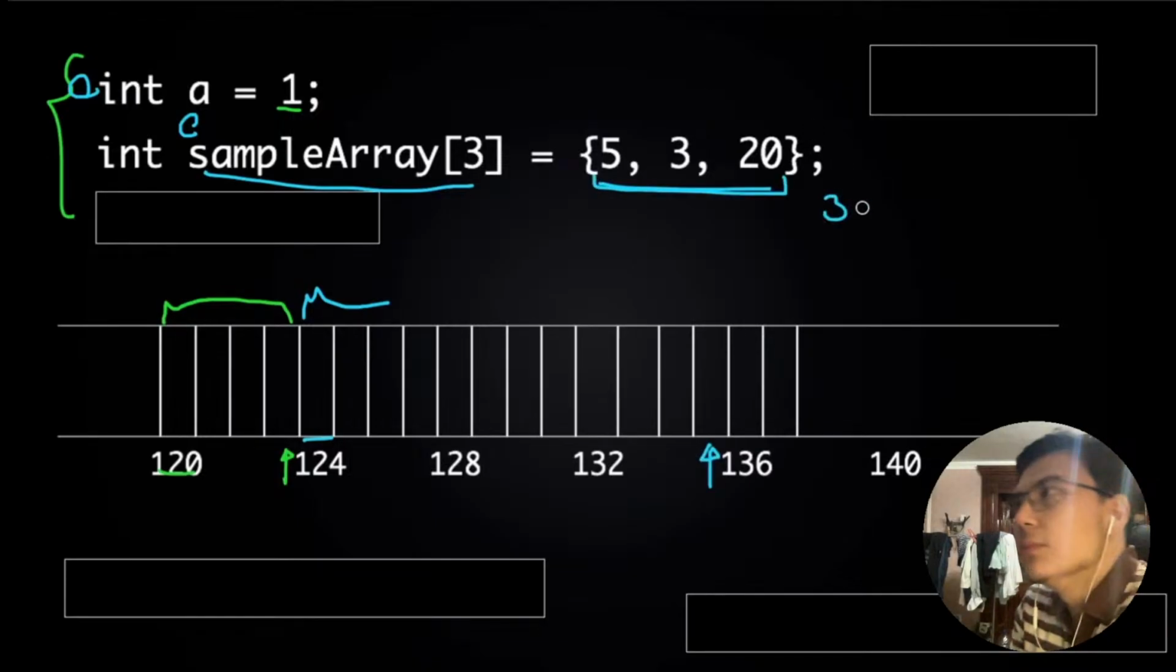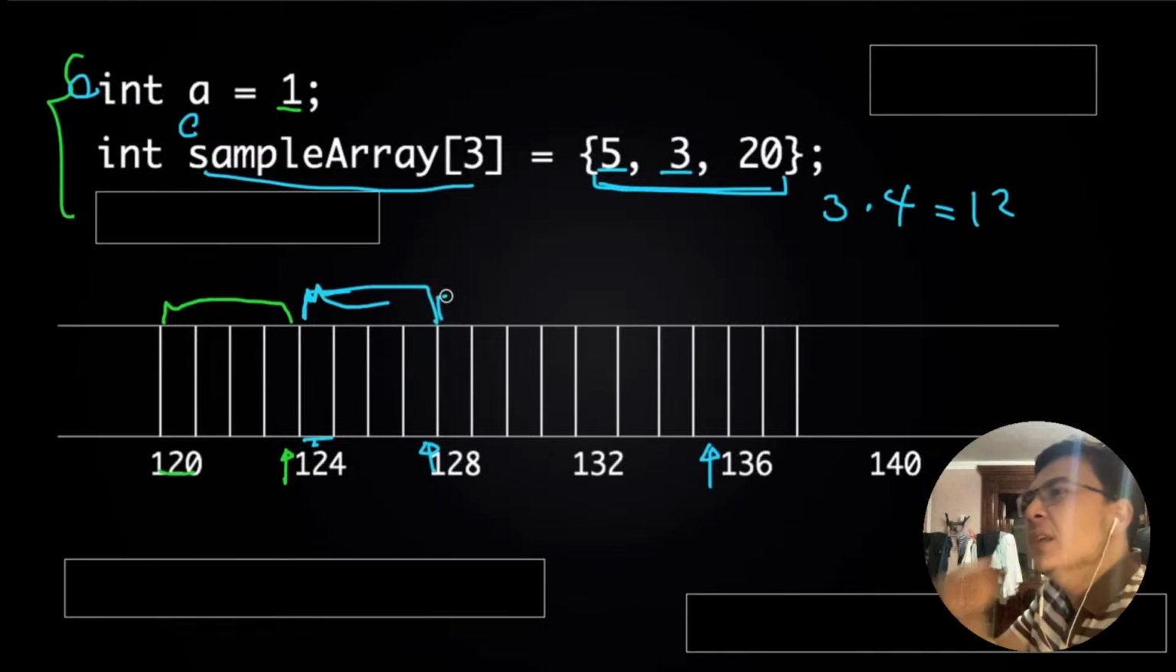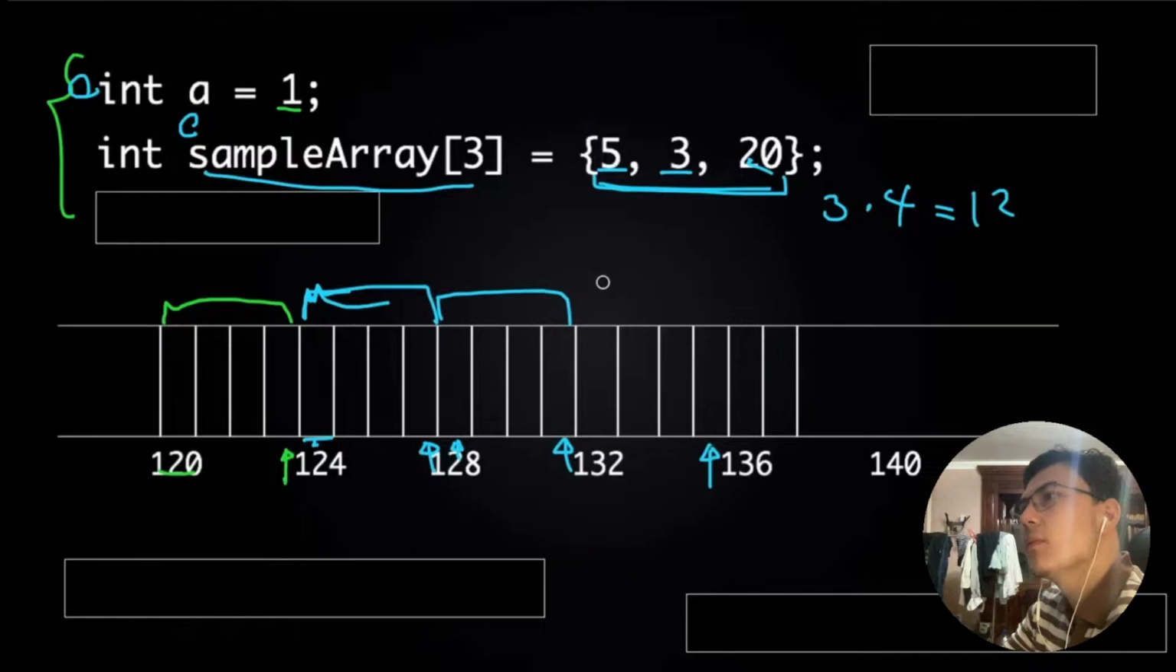So that's, of course, 3 times 4 equals 12 bytes. And the first number 5 will be stored in the first 4 bytes. So that's from 124 to 127 right here. And the second number 3 will be stored in the 4 bytes right after that, naturally. So that's from 128 to 131. And then 20 will, of course, be stored in the last 4 bytes right here.